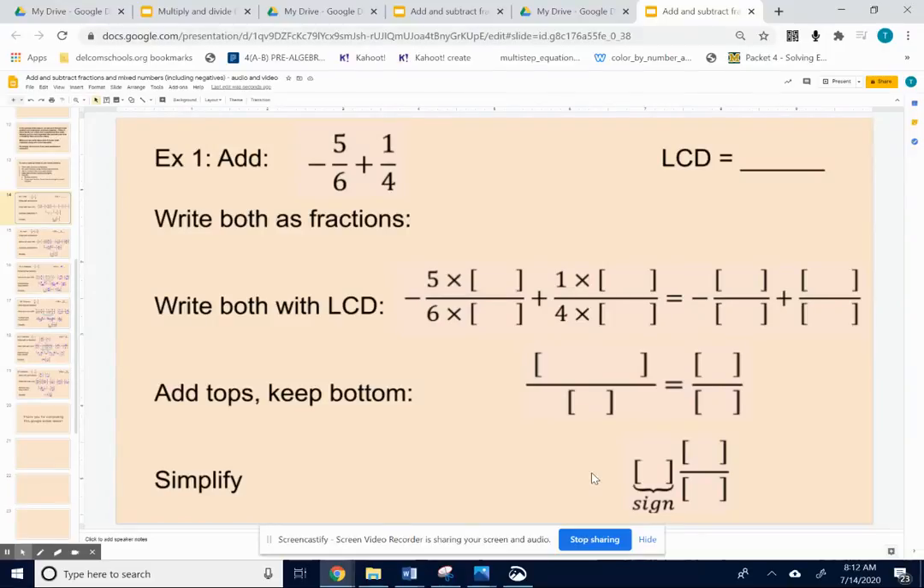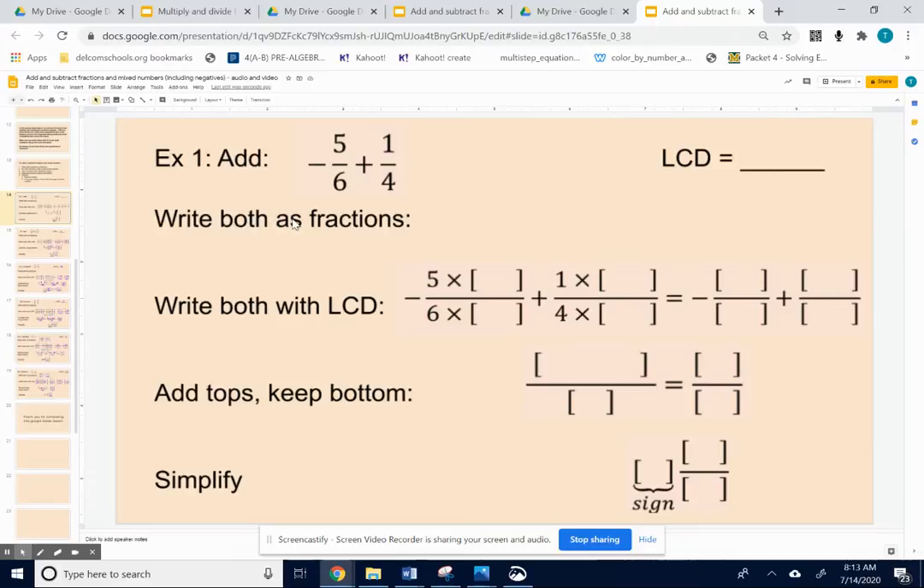Okay, let's do example 1 together. I kind of explain to you the steps and the blanks. We're going to add -5/6 to 1/4. Notice on the left-hand side, I have the abbreviated steps.